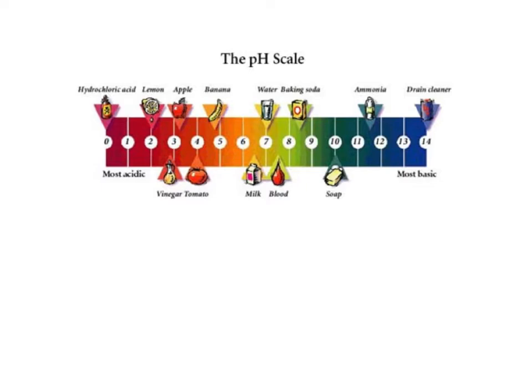Here's the pH scale with some common substances. Notice the things that we clean with are on the basic end, like soap and ammonia, drain cleaner. Some people even clean with baking soda. And then on the acidic side, you see things that you think about as being acidic, right? Like, of course, hydrochloric acid, lemon, vinegar, tomato, those things we think of as kind of acidic.